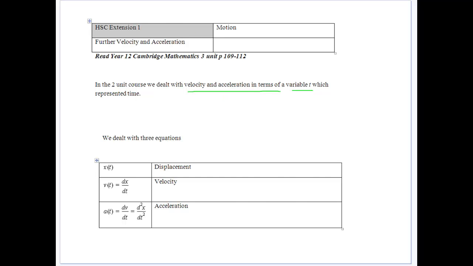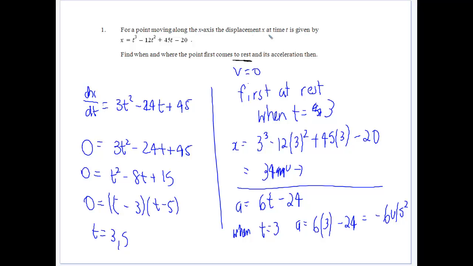So we had questions such as this. For a point moving along an x-axis, displacement is given by x in terms of that function of t. Find when and where the point first comes to rest. We know when it comes to rest, the velocity is equal to 0. So we derived our function, and then we set it equal to 0. So there's our velocity equal to 0, and we get the t values being 3 and 5 because we solved that quadratic. So where is it first at rest? When t is equal to 3. The position there is 34 units, so 34 units to the right of the origin.